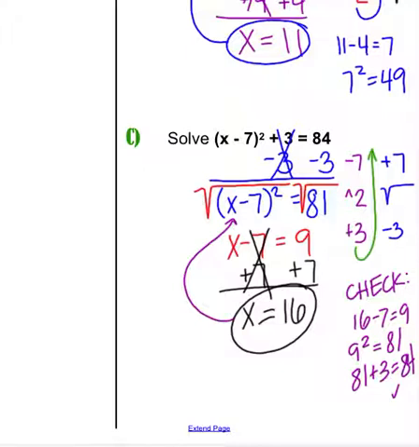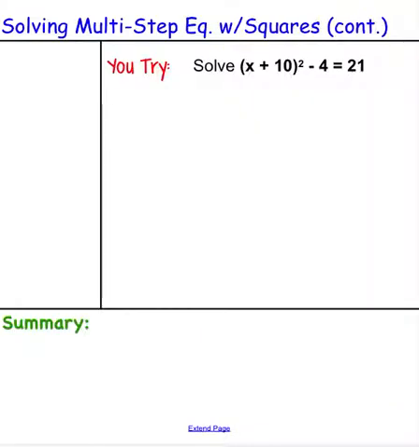So what you need to do now, this is a nice short little lesson, you are going to try to solve the quantity x plus 10 all squared minus 4 equal to 21. Bring that ready to discuss in class tomorrow, as well as any questions, and have your summary written.